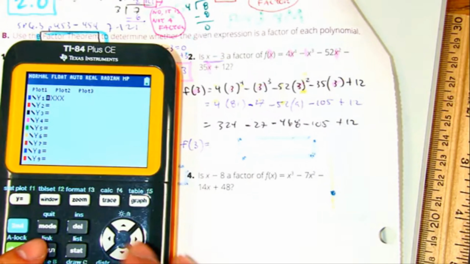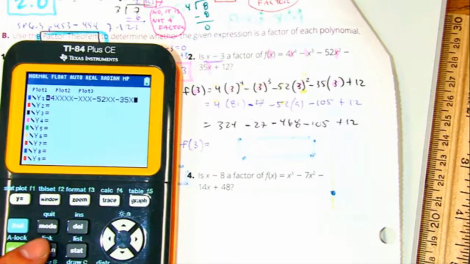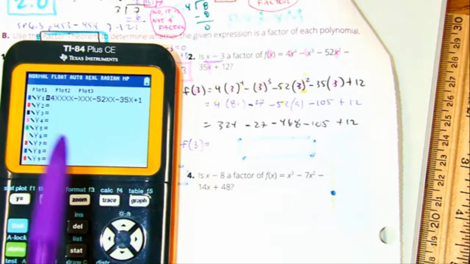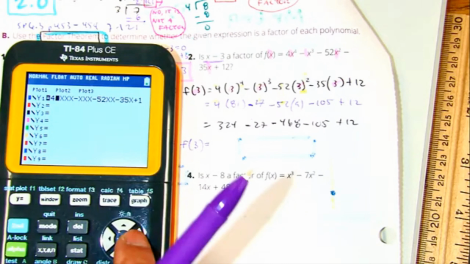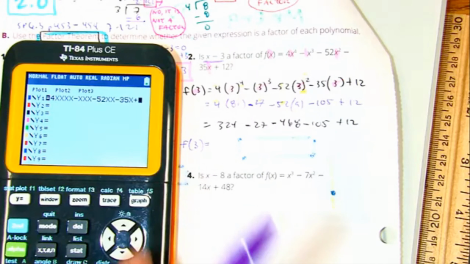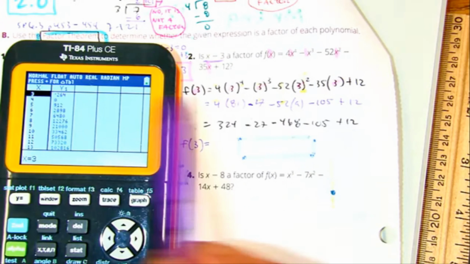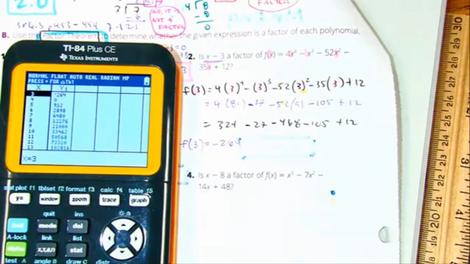Oops. 4 times x to the 4th minus x to the 3rd minus 52x squared minus 35x plus 12. And you're substituting in 3. Did I write it right? Negative x to the 3rd minus 52x squared. Good job, Megan. And we put in 3, negative 264. Alright. Raise your hand if you got that.